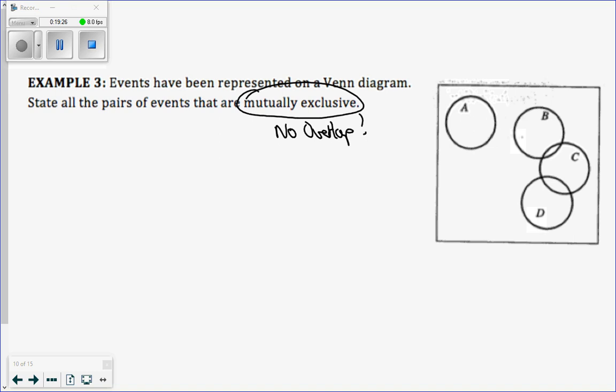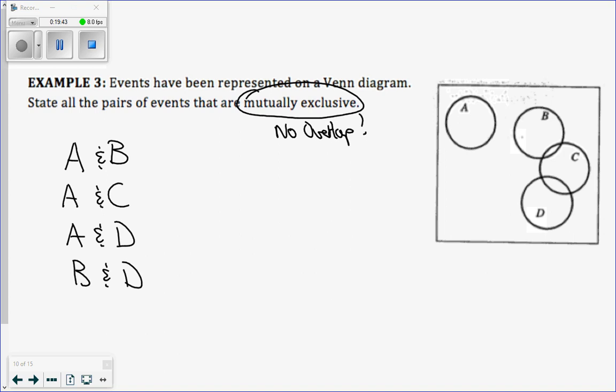What's one pair? A and B. What's another pair? A and C. What's another pair? A and D. What's another pair? One more. B and D. Those are all the ones that have no overlap. And again, that could be a diploma exam question.